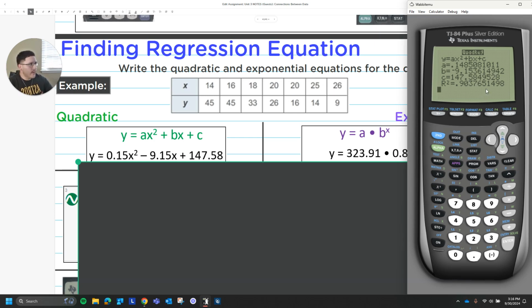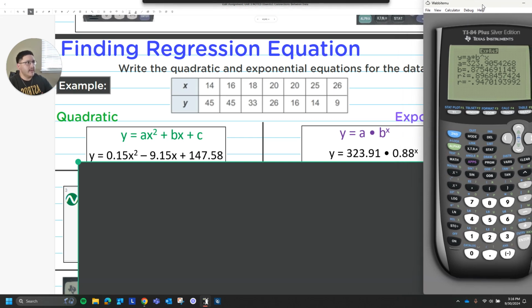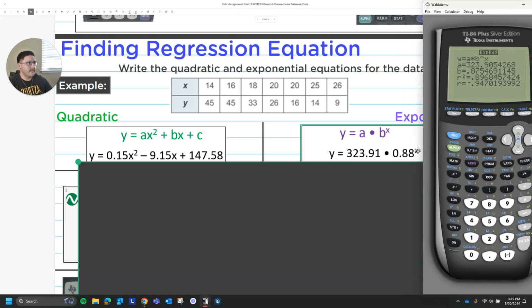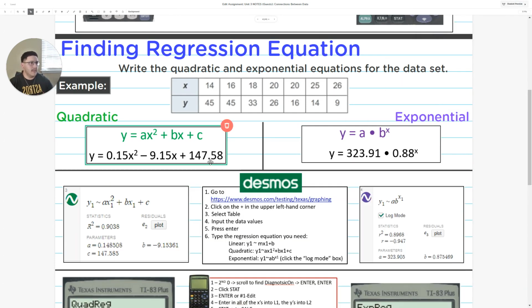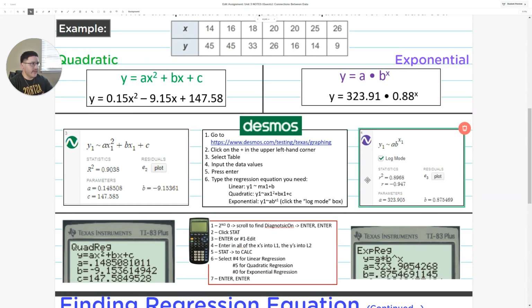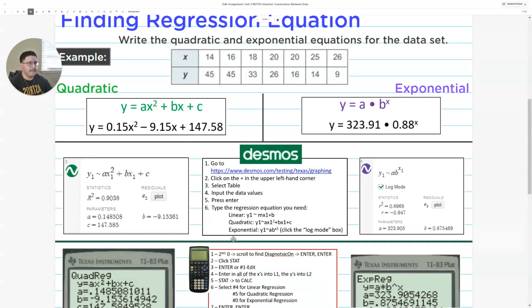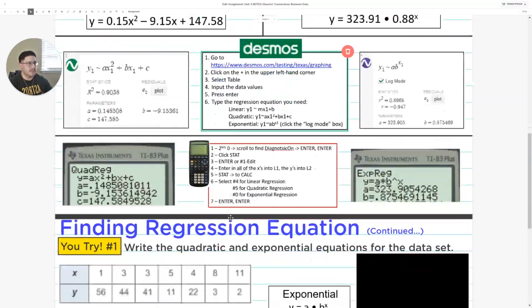To get the exponential, we could just go from right here. Stat, right, option 0 for EXP-reg, for exponential regression. And there it is. 323.91 is our A value. B is 0.88. And that's how we do it with the TI-84. If you're on ClassKick, you can see the steps and you can check yourselves to see how to do that. But that's it for this example.